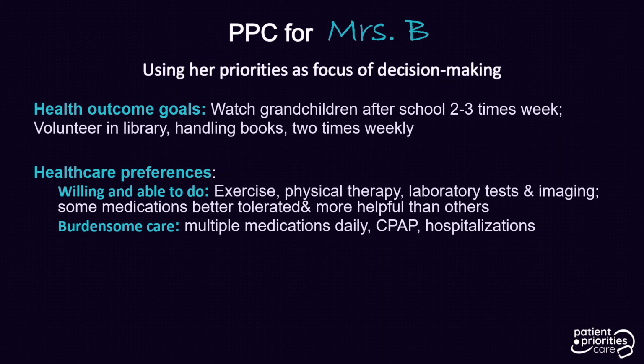First, you should consider which of her conditions might be affecting the abilities she needs to achieve her goals. Then start thinking about her current care, which might be helping or hurting these abilities. It gets a bit more complicated because she has some healthcare preferences that need to be considered. She's willing to do some things like exercise, physical therapy, and to some extent, laboratory tests and imaging. She's willing to do some medications if they're tolerable or helpful, but she's on a lot of medications and some of them are causing trouble.